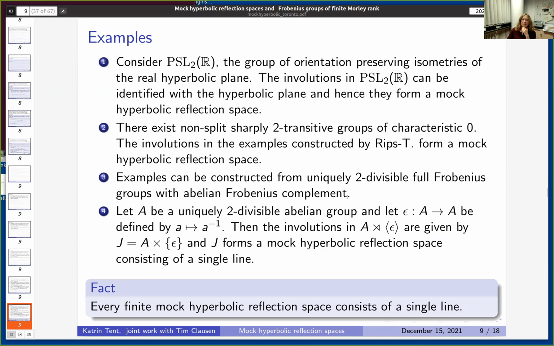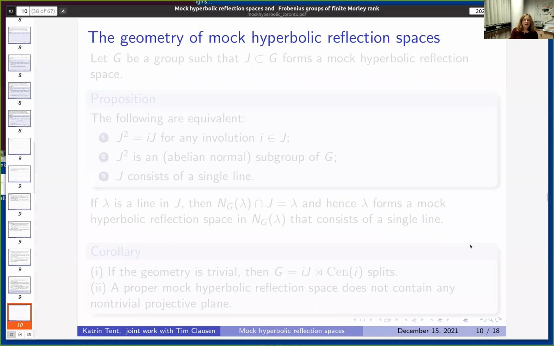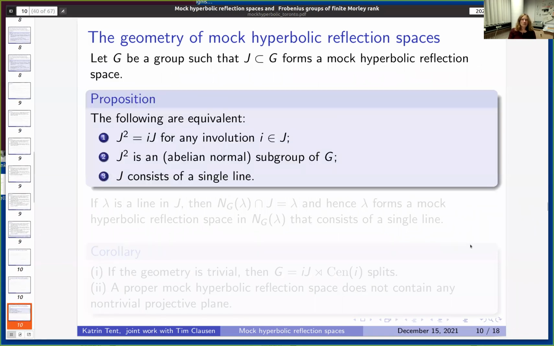And in general, if you have a uniquely two divisible abelian group and you add an involution, so to speak, from the outside, then you get a mock hyperbolic reflection space consisting of a single line. And this we call the trivial example, but it's nevertheless an important example. And in fact, every finite mock hyperbolic reflection space consists of a single line. So you can't have such an object consisting of more than a line. So let me give you one, in fact, it's not hard, this proposition, but quite crucial.